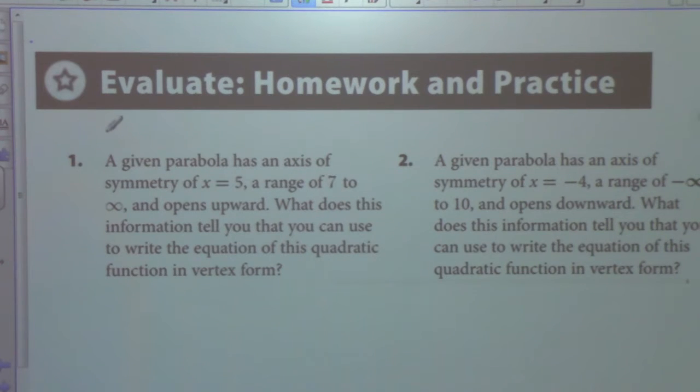So let's go ahead and write the vertex form here, which is going to be, remember what that's going to be? f of x equals a times (x minus h) squared plus k. So that's going to be our general form, our template. So what can we do with this based on the information we're given? x equals 5.